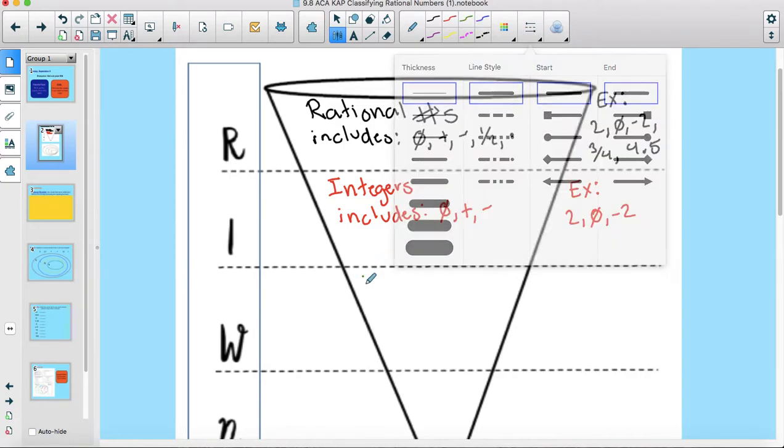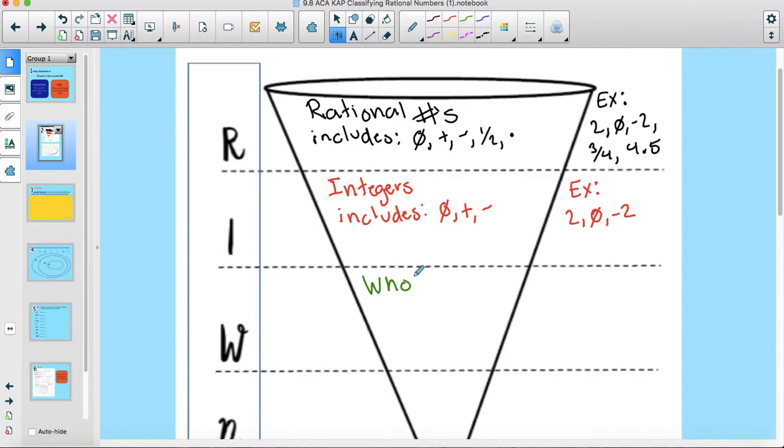The next section, the W, stands for whole numbers. Whole numbers include 0 and positive numbers. So if you're looking at the examples above, the only two that could fit into whole numbers would be 2 and 0, because whole numbers don't include negatives, fractions, or decimals.